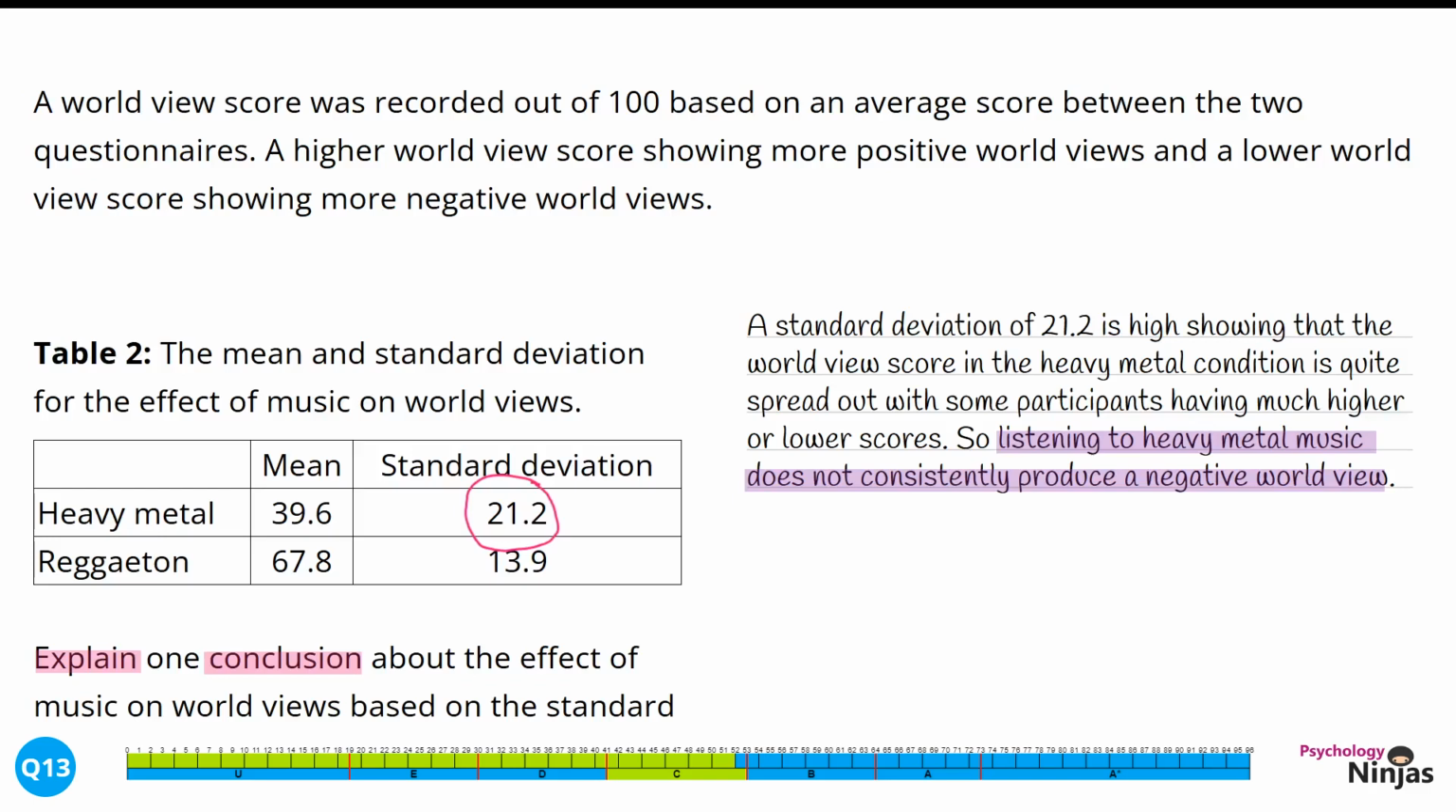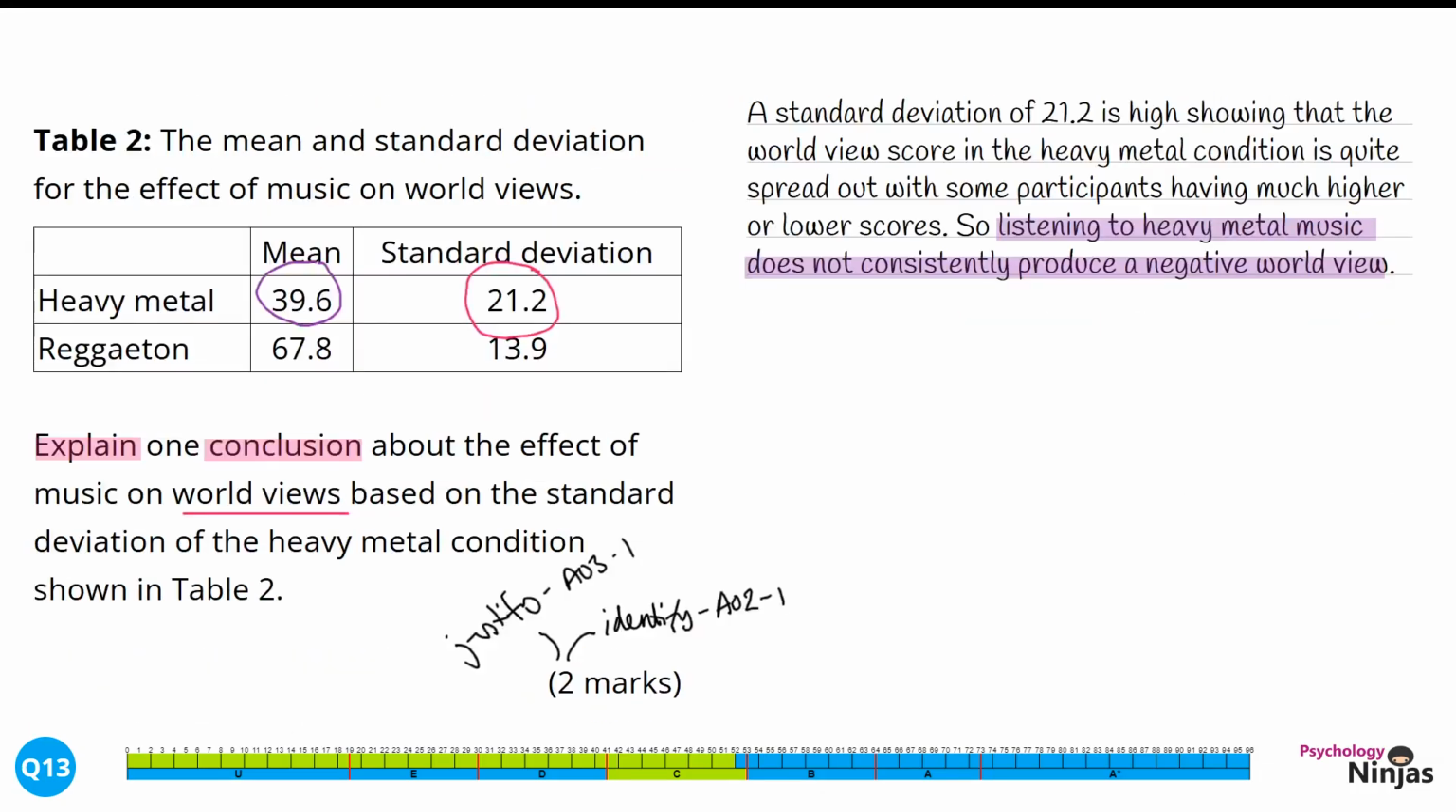Firstly, we're looking at the mean score and the mean score being lower. Secondly, we've taken this information from the STEM that a lower worldview score means that it's more negative. Therefore, we can say that listening to heavy metal does not consistently produce a negative worldview. We're then going to justify this conclusion using data from the table. We've picked out our standard deviation score of 21.2, and we've interpreted this saying it's a high score, meaning that the results are more spread out. That has an impact, meaning that the heavy metal music isn't the only variable having an impact on our conclusions about negative worldviews.